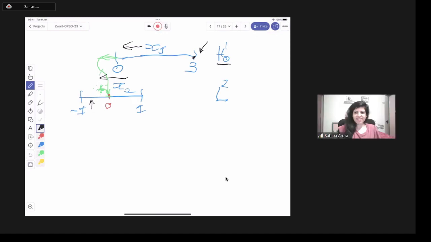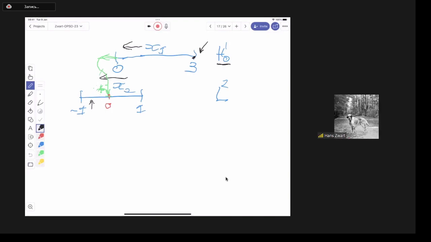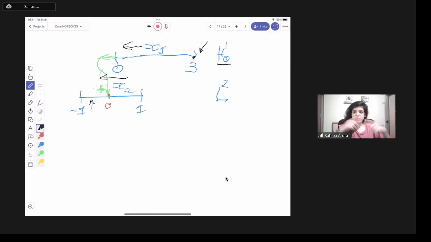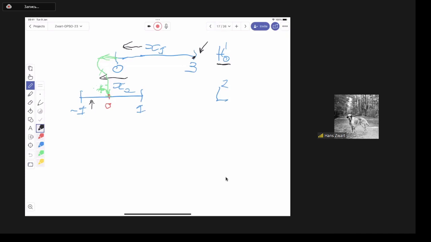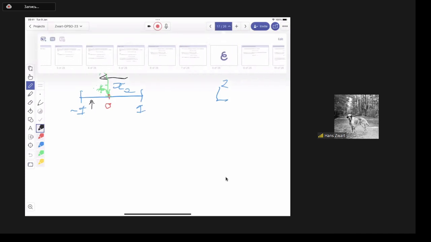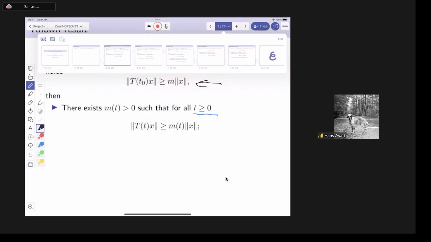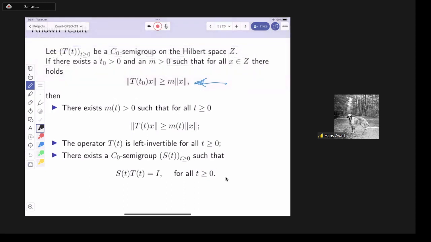Okay. I have another question, if I may. Yeah, please. So the intermediary results were true, that T_t is left invertible for all time t. So in a Banach space, those intermediary results were true. So what goes wrong in the proof that it doesn't work for Banach spaces? Okay. For the semigroup part? Yeah, I go there. Now let's go to this one.